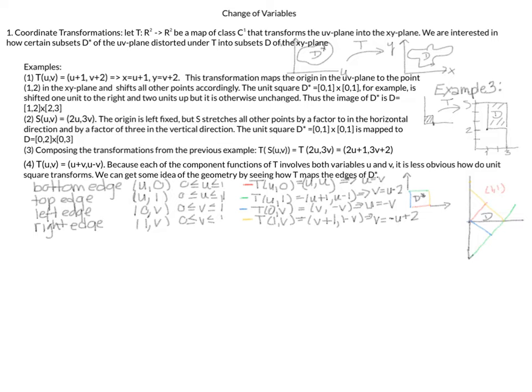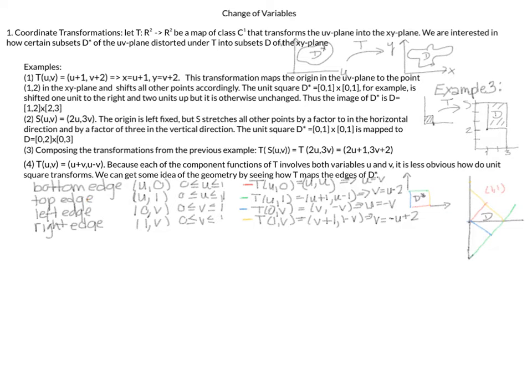So for this bottom edge, our transformation of (u, 0) is equal to u plus v, which is 0, so we get u, and u minus v, and v is 0, so we get u. So here we have this line, which is the bottom edge, is going to map to the line x equals y. I have this red line here, which again is what this bottom edge maps to.